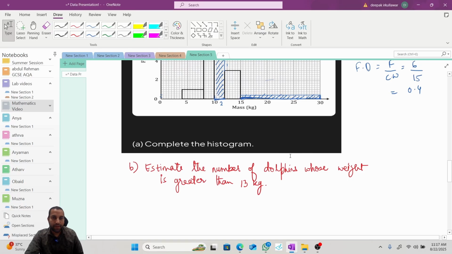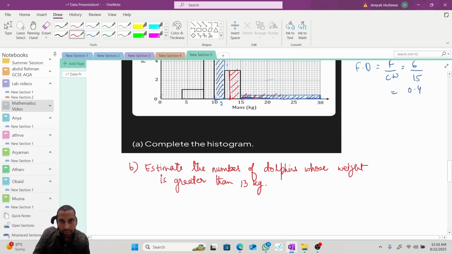Now what is the second part? Estimate the number of dolphins whose weight is greater than 13 kg. Now how do you calculate how many dolphins are there whose weight is more than 13? What you can do here is just see where 13 is. So 13 is somewhere here. I will use another color now. If I draw a straight line, all those dolphins which are coming in this red zone are weight more than 13.